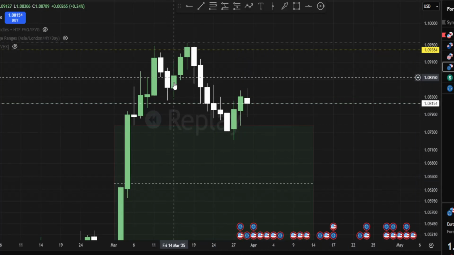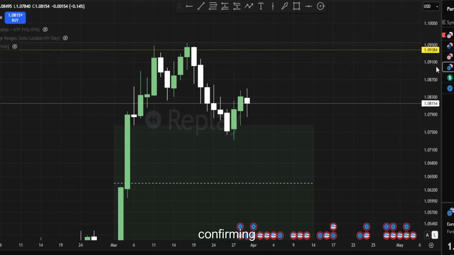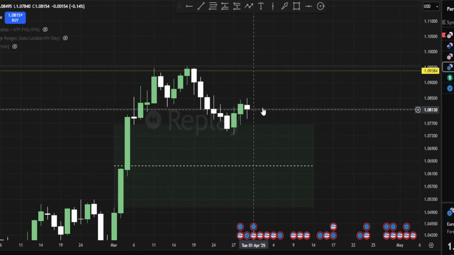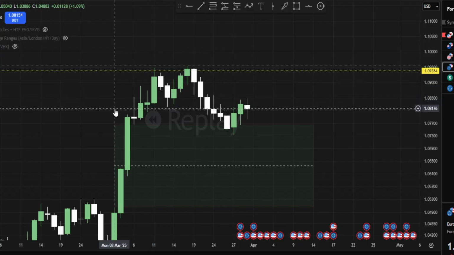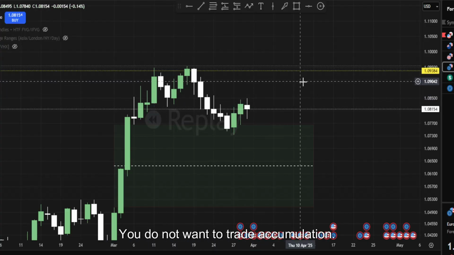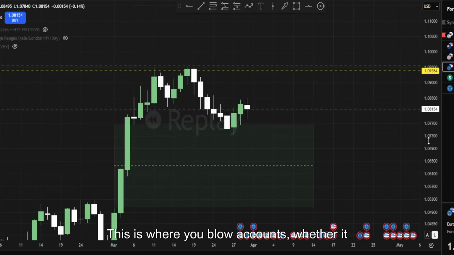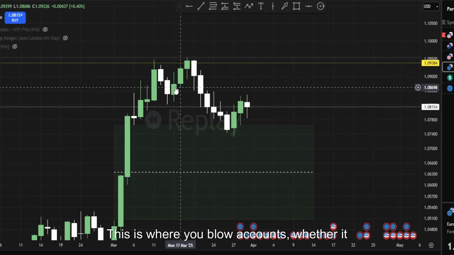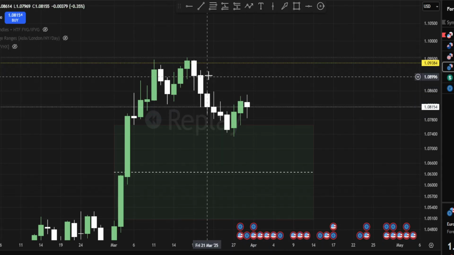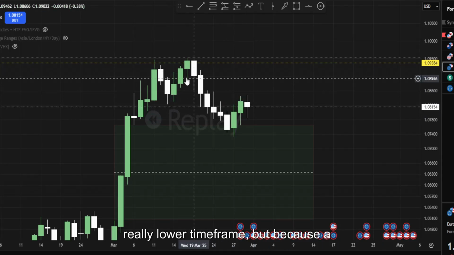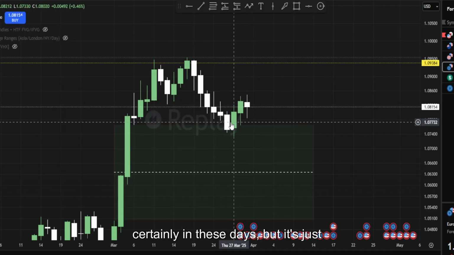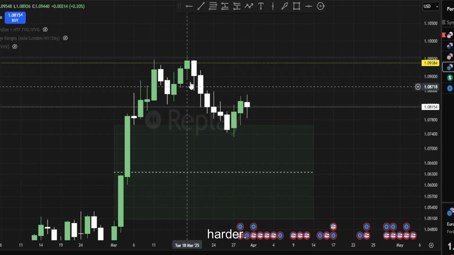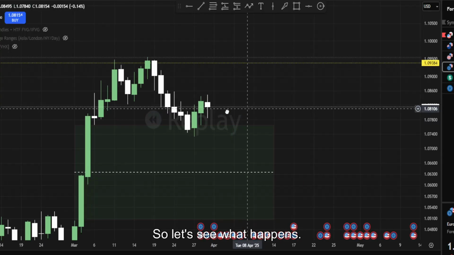And we don't get it. Confirming the accumulation. You do not want to trade accumulation. This is where you blow accounts, whether it be a lower time frame, because on a higher time frame you can still find trades, certainly in these days, but it's just harder. So let's see what happens.